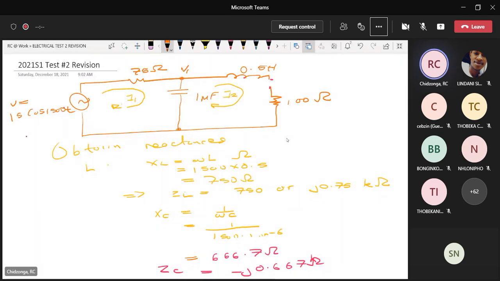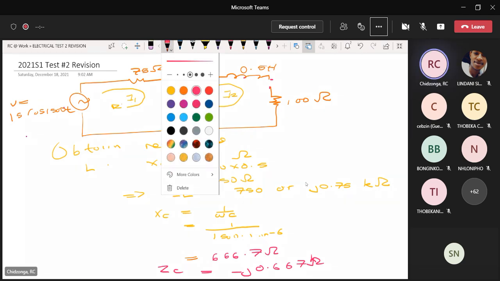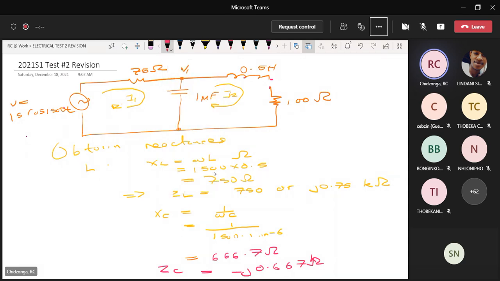Here, it's omega t. So your omega in this case is 1,500. So that's your angular frequency, all right? So when you want to find the inductive reactance, you have to use the frequency omega, which is 1,500. And therefore you see I come down here, I multiply 1,500 times 0.5, which gives me 750 ohms.